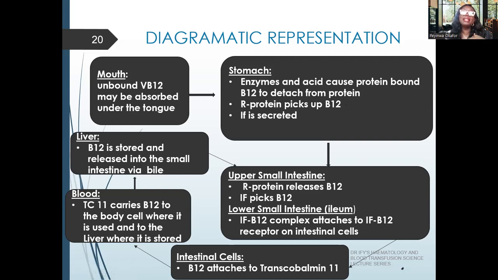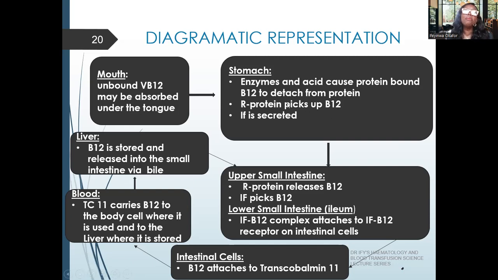So in the stomach, the enzymes and the acidic content of the stomach help to detach the B12 from the protein, and it is quickly picked up by the R binders. The R binder, remember I said, is produced by the stomach and salivary gland. Their work is to prevent B12 from being denatured by the acidic content of the stomach. So the R binder picks up the B12 and carries it to the small intestine.